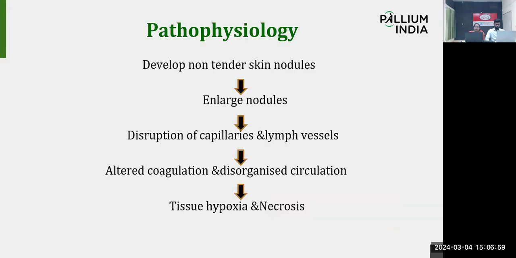Coming to the pathophysiology, we all know that pressure sores develop as non-tender skin nodules initially, but in cancer, those nodules enlarge, and that leads to destruction of capillaries and lymph vessels. If this happens, then there is altered coagulation, disorganized circulation, followed by tissue hypoxia and necrosis. So this is the pathophysiology of a cancer wound.